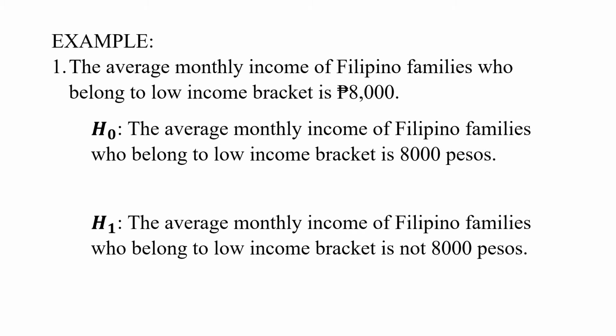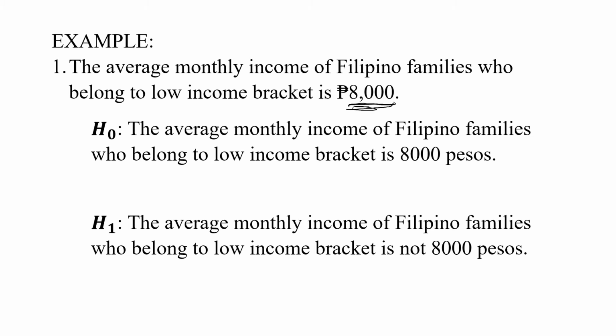Okay, so now let's have an example. So, state the null and alternative hypothesis. So, yun lang yung gagawin. State lang natin yung null and alternative hypothesis. Okay, so number 1, the average monthly income of Filipino families who belong to the low-income bracket is 8,000 pesos. So, yung average daw is 8,000 pesos.